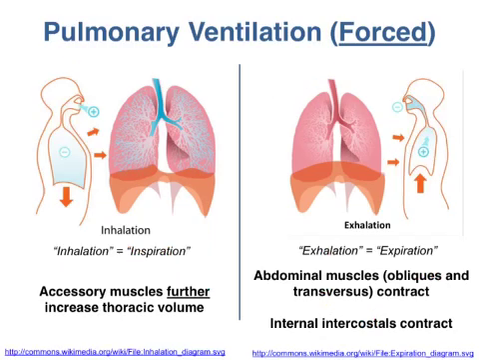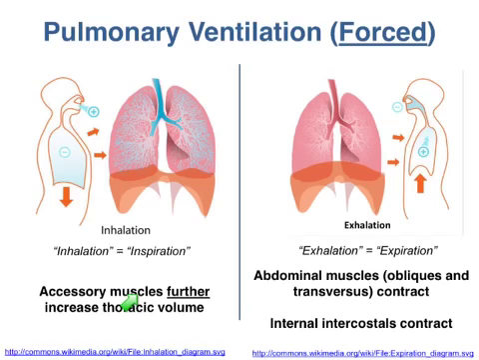Forced ventilation is when you're really trying to either take a deep breath or to force all the air out of your lungs. In forced inspiration, you still have your diaphragm acting, you still have your external intercostals acting, but you get accessory muscles involved as well to increase your thoracic volume even more. Your sternocleidomastoid gets involved, your pectoralis muscles, even your erector spinae muscles that straighten the spine. Try taking a deep breath and feel what happens to your spine. It straightens up, doesn't it?